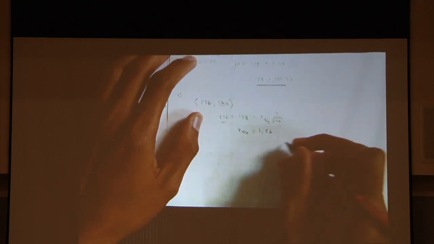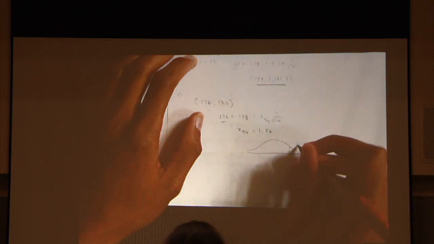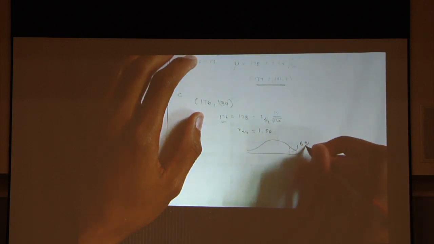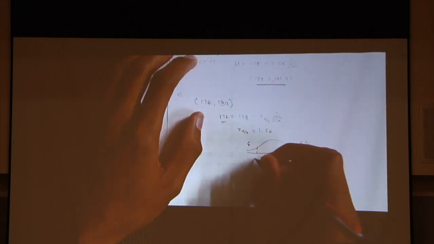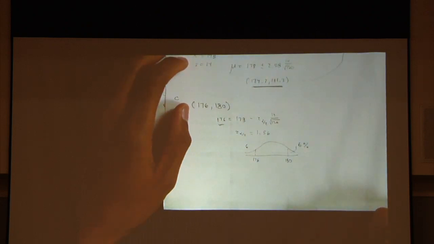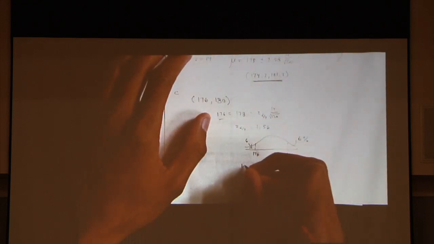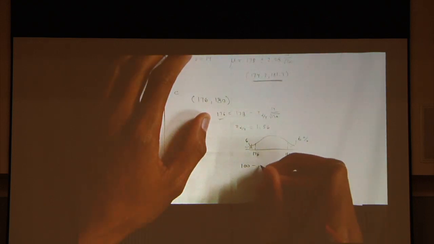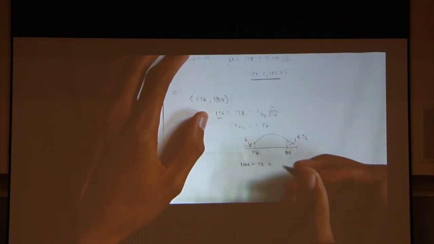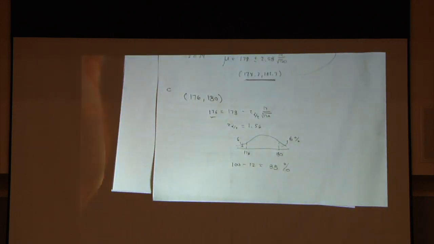So then 12% is on the outside of it, right? So this is going to be about 6%, and then on this side he has 6%. So this is 176 and 180. So then his confidence level is going to be about 100 minus 12, which is like 88. So about 88% confidence interval that he had, which is not good at all, right?